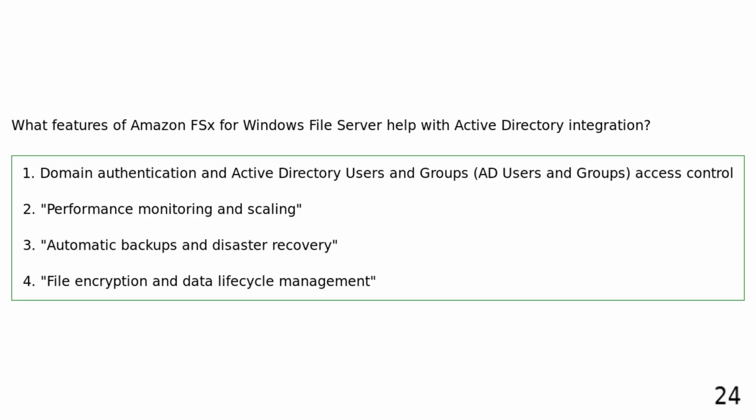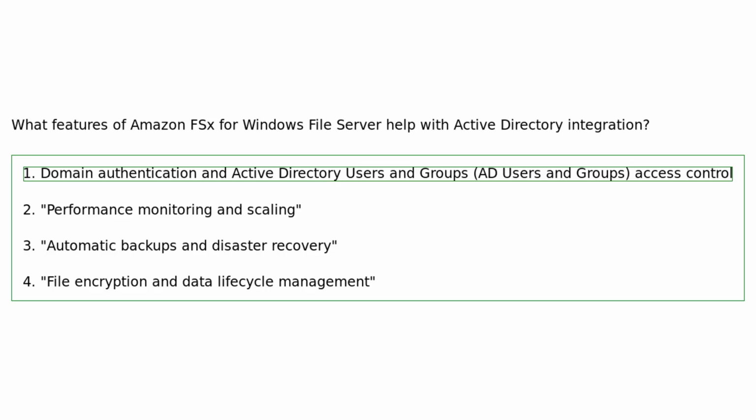What features of Amazon FSx for Windows File Server help with Active Directory integration? Domain authentication and Active Directory users and groups access control. Performance monitoring and scaling. Automatic backups and disaster recovery. File encryption and data lifecycle management. Domain authentication and AD users and groups integration simplify permission management for Windows file shares.